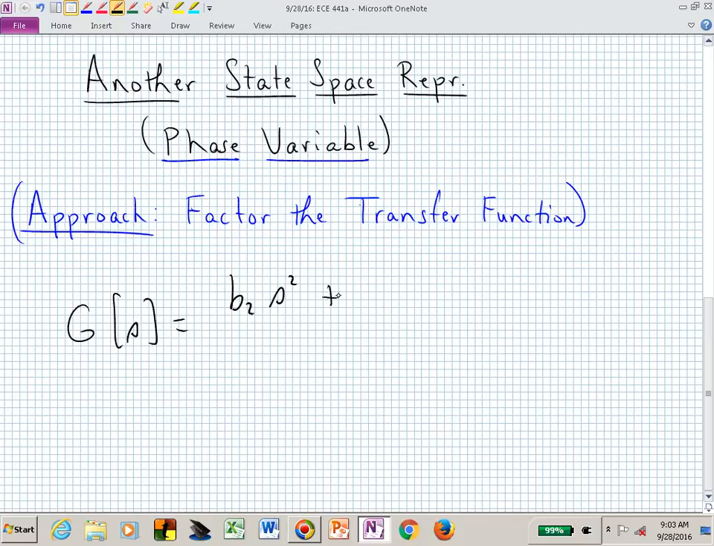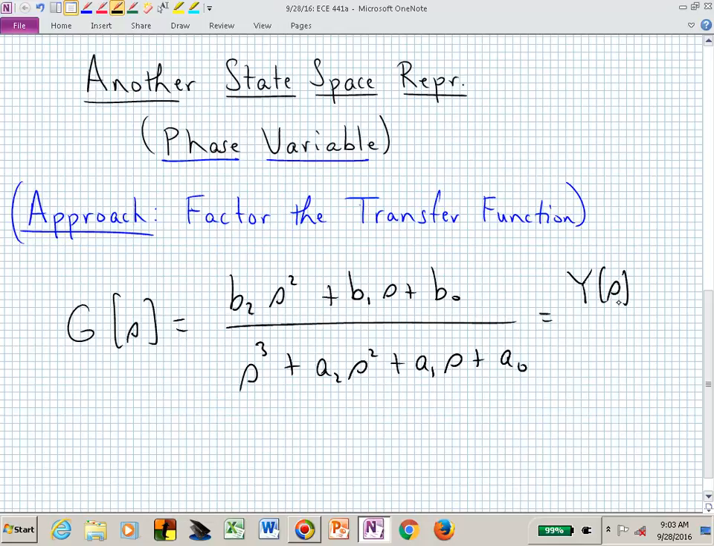Here is b sub 2 s squared plus b1 s plus b sub 0 all over s cubed plus a sub 2 s squared plus a1 s plus a sub 0. As a reminder, that's the output transfer function over the input transfer function as far as signals. Can you tell me anything about the denominator polynomial? It's third order. Anything else? Have we had another way of describing such a polynomial? The transfer function is strictly proper, meaning the numerator power is strictly less than the denominator power.